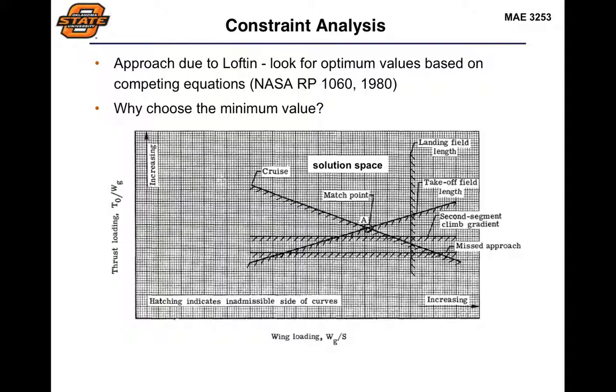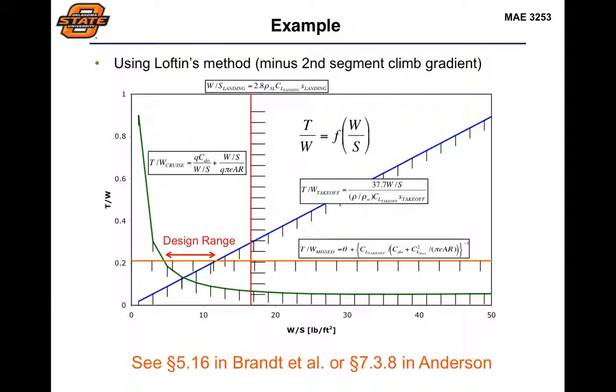This goes back to an approach developed by Lofton as part of a NASA study, and we'll use this spreadsheet as a starting point to allow us to investigate different ways for this particular constraint analysis. Now, what this does, when you have these different equations, is it gives you a feasible design space. So you have these areas where you're not designing under the curve or to one side of the curve or the other side of the curve.